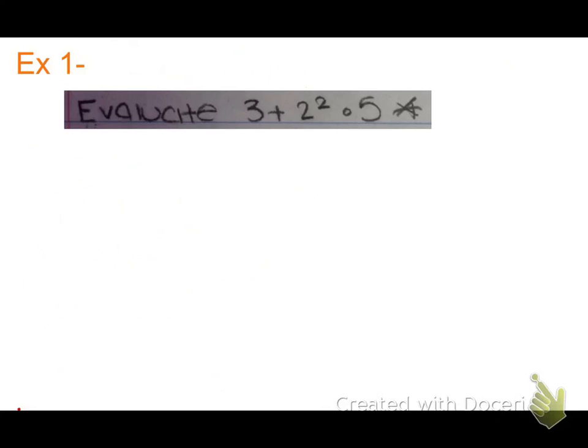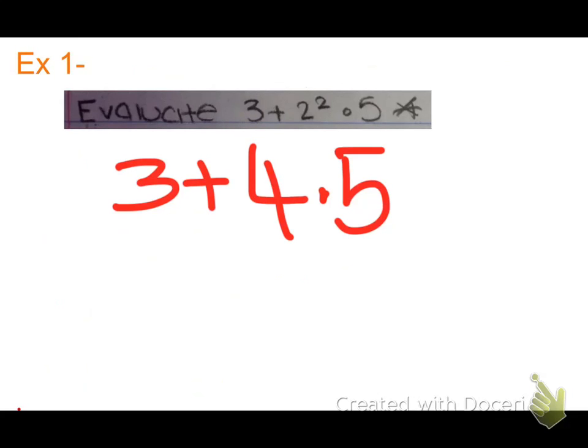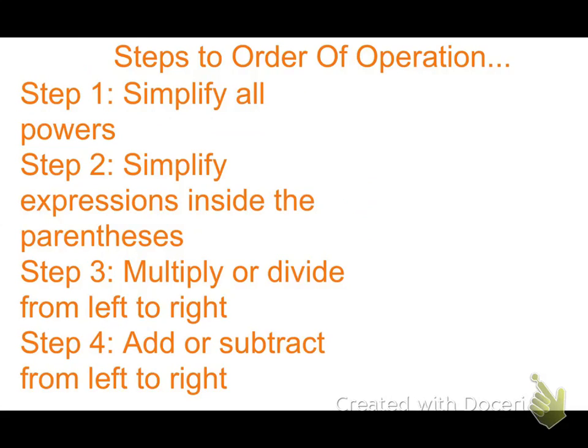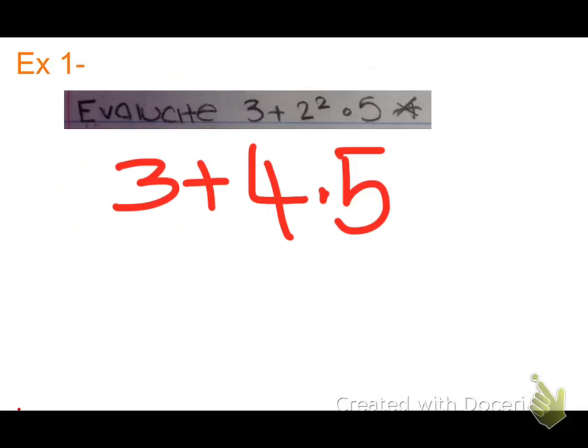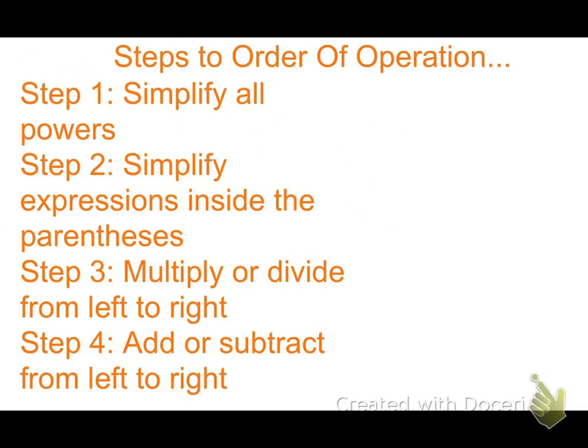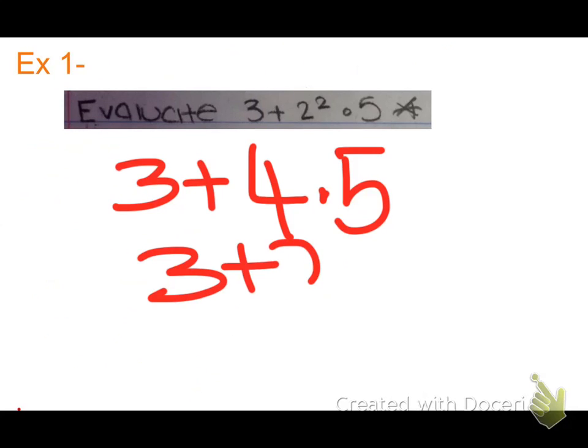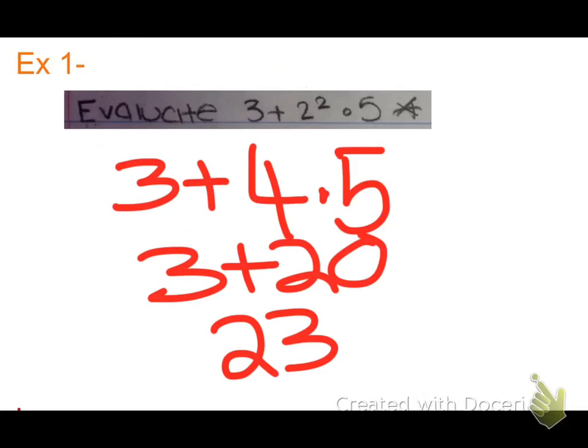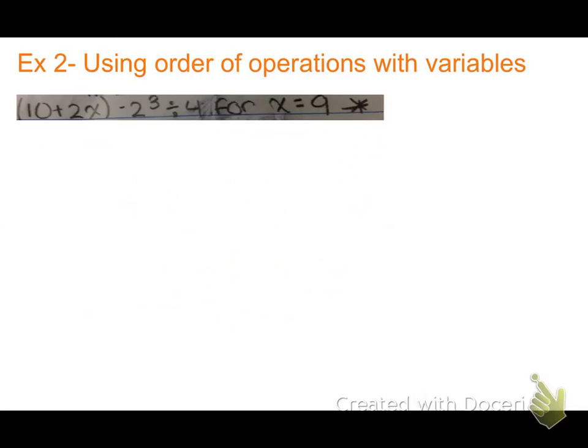For example 1 is 3 plus 2 to the second power times 5. For step 1, you simplify all powers. So it's 3 plus 4 times 5. Since there are no parentheses, as step 2 says to simplify expressions inside the parentheses, you do step 3, which is multiply. So then it's 3 plus 20, and then you do step 4, which is add or subtract, and it equals 23.